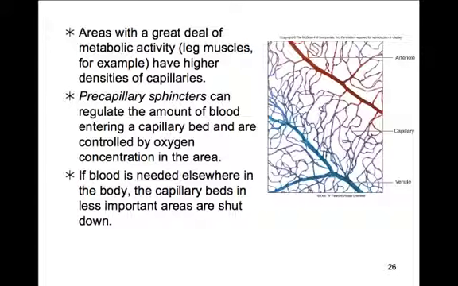These capillary sphincters are controlled by the oxygen concentration in the area. So when oxygen concentration in this region is low, the sphincters will open and allow blood flow into the capillaries. However, when it's high, those sphincters will close and shut off blood supply to that area. The blood is needed elsewhere in the body. Let's say we're in the rest and digest phase. Why have all that blood sitting in our leg muscles when we could easily divert it to the digestive system to take care of all of our digestive needs?